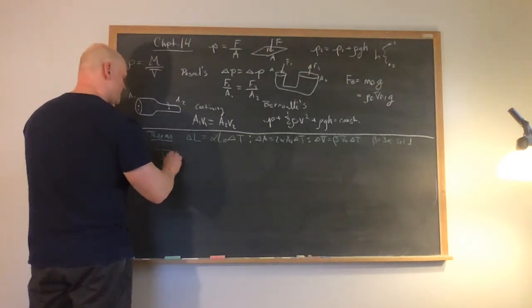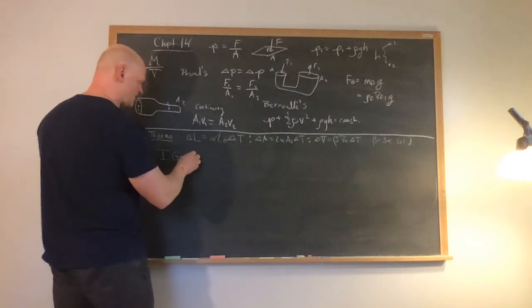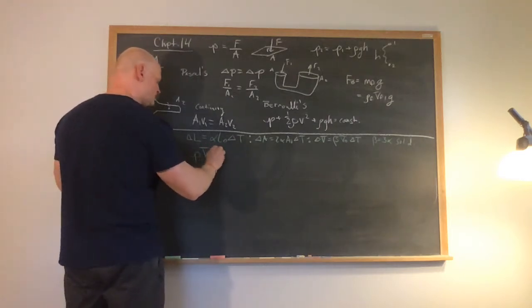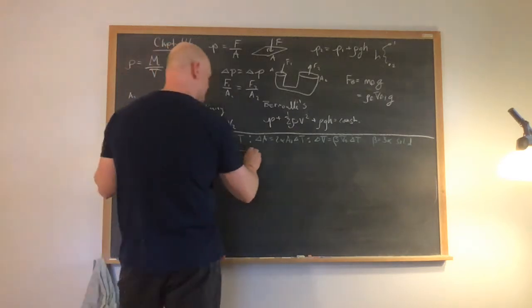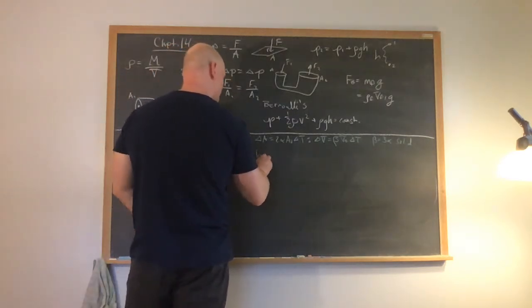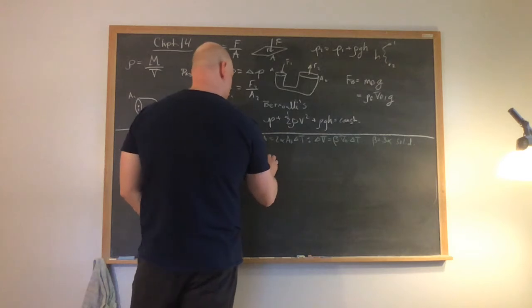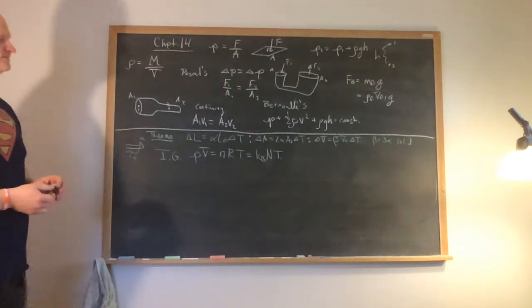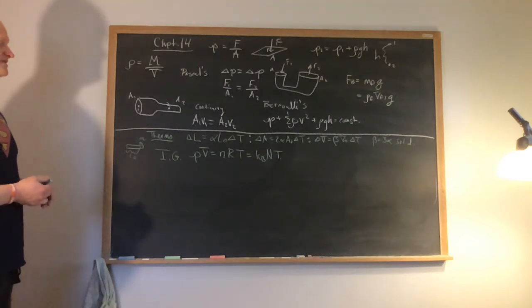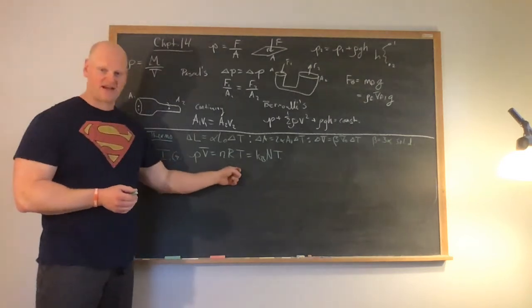So the ideal gas law. The ideal gas law says that the pressure times the volume is equal to nRT, or that's also equal to k_B times N times T. Again, either one of these says exactly the same thing.